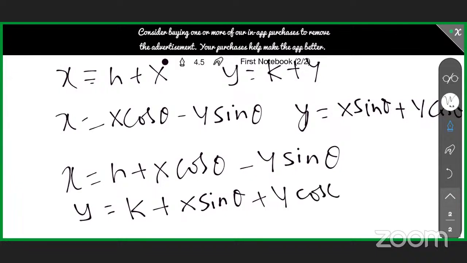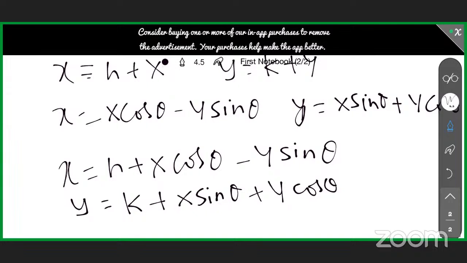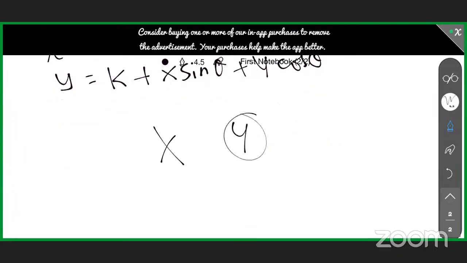We are combining the translation and the transformation and writing it. What about the capital X and capital Y? See, this capital X and capital Y are new coordinates. Yes or no? So the new coordinate was only one in the case of the individual transformation.